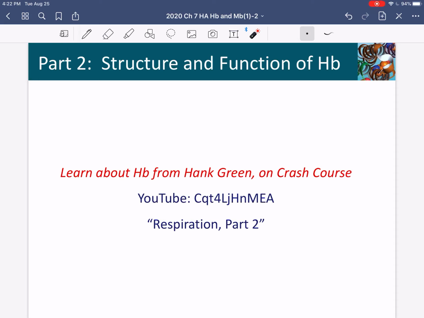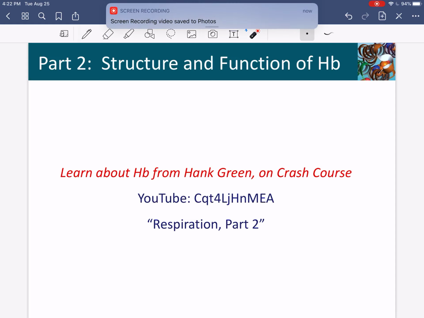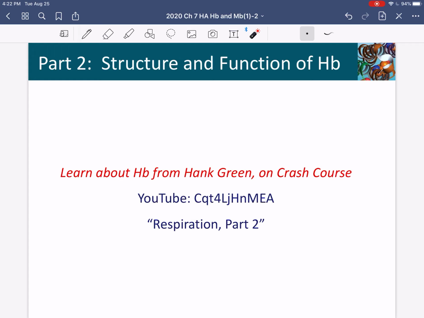Howdy, and welcome to the Unit on Protein Function Part 2, the structure and function of hemoglobin and also myoglobin. These two oxygen binding proteins have similarities and differences in how they bind and function with oxygen.